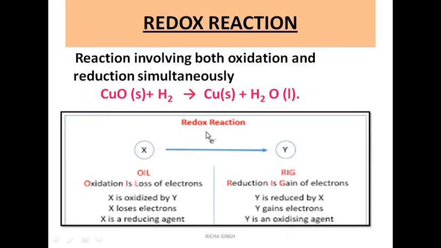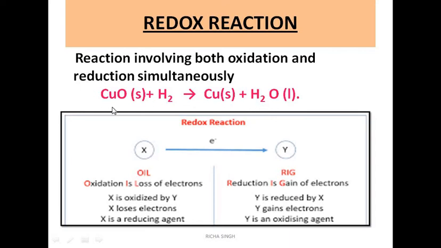Next, let's study redox reaction. Redox is a combination of reduction and oxidation reaction. Here both things are occurring simultaneously. In this example again, you can easily tell that copper oxide has been reduced to copper and hydrogen has been oxidized to H2O.